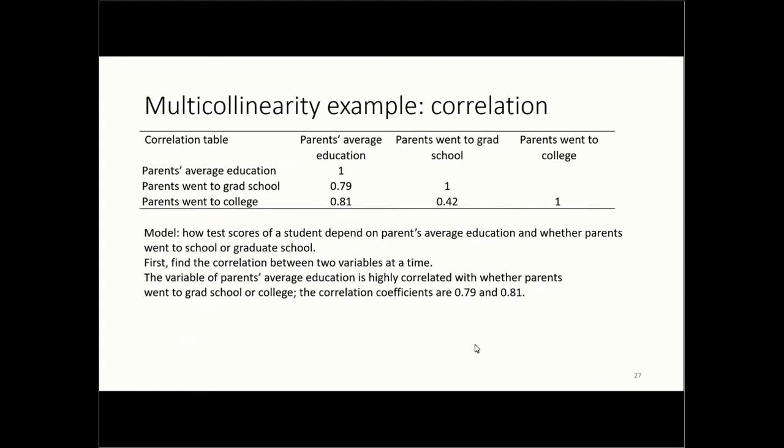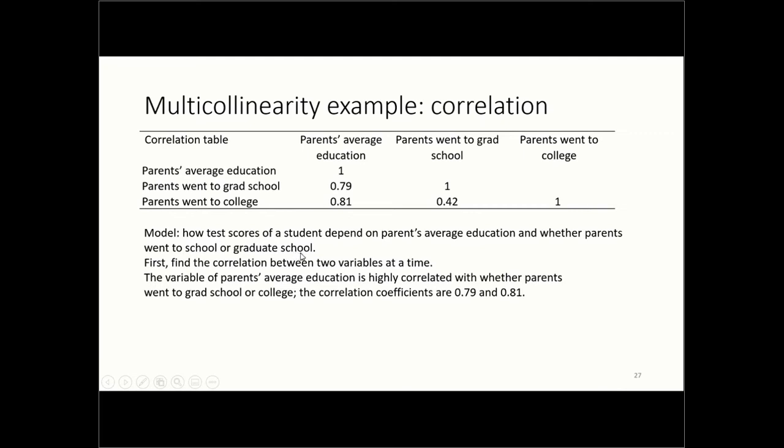So let me show you an example of multicollinearity. Here we have a model of how the test scores of a student depend on parents' average education and whether parents went to school and graduate school. Looking at these independent variables, they would be very highly correlated. Their average education will definitely be higher when they went to college and to graduate school.